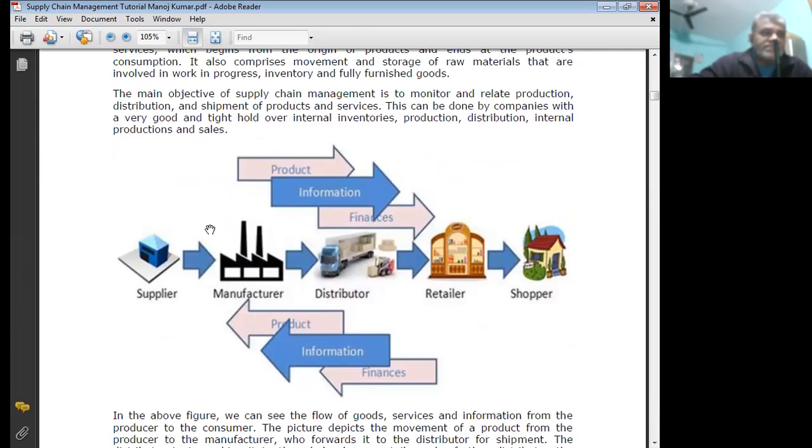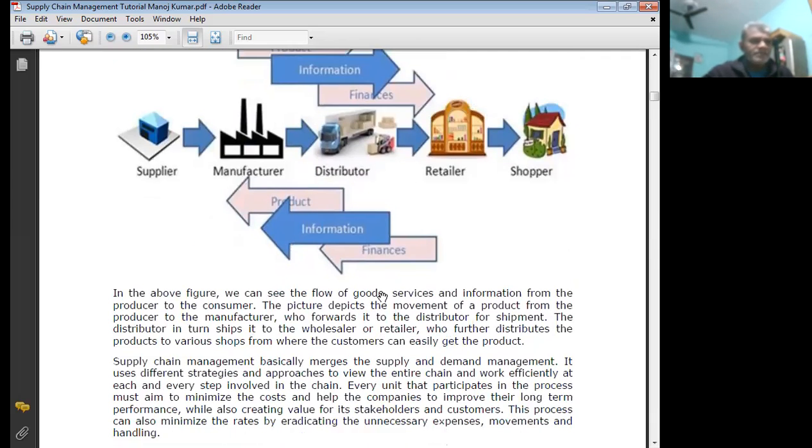The supply chain management has been shown here. Suppliers are there, manufacturers are there. There is product flow, information flow, and finances flow. Three types of flow: product flow, information flow, and financial flow. Then manufacturer to distributor, distributor to retailer, and retailer to the shopper. This is the supply chain management network.